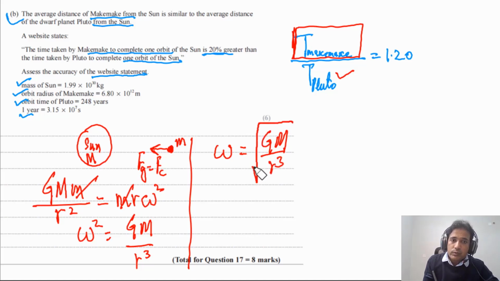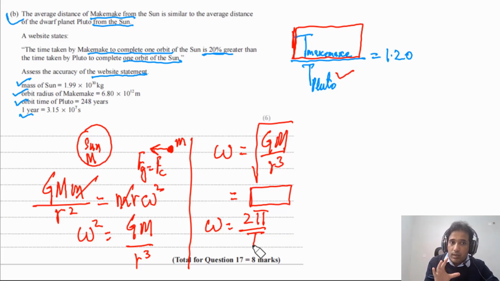If we take the square root of this one, we can find out the value of omega. And when we have the value of omega, then we can find out the time period, because omega is equal to 2 pi over T. So from here we can find out the value of T. So this is how you need to approach.